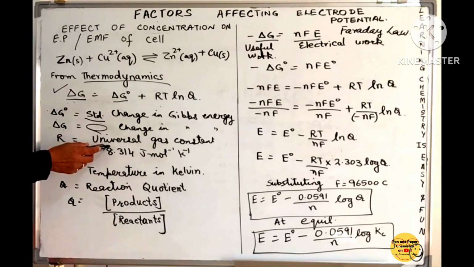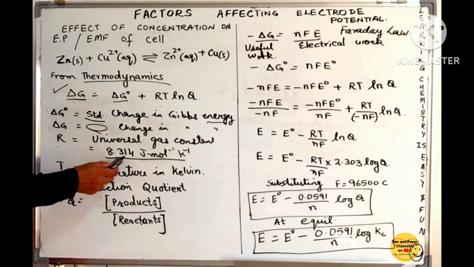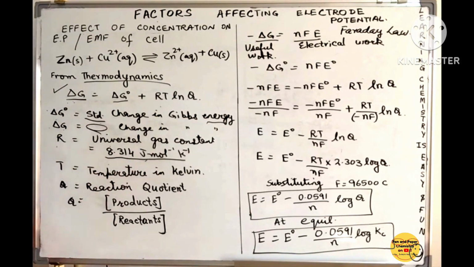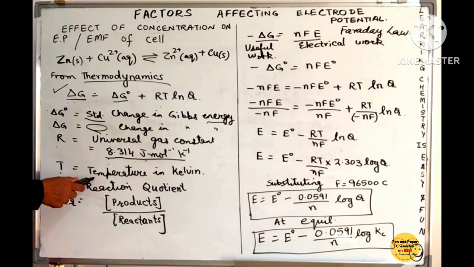R is the universal gas constant. There are three different values. The value that we are going to use here is 8.314 joule per mole per Kelvin. What makes me take this value is that we are talking about energy over here, so we will take the value of R in similar units corresponding to energy, which is 8.314 joule per mole per Kelvin. T is the absolute temperature, that is the temperature in Kelvin, denoted by capital T. If it was a small t, it would have meant temperature in degrees Celsius.